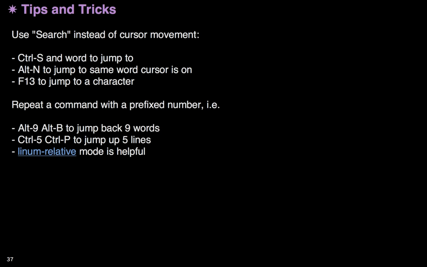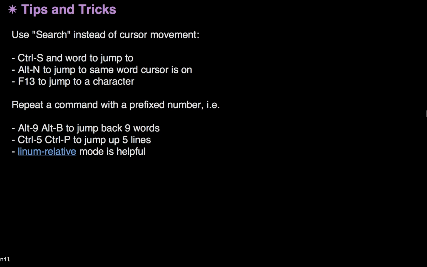A couple of final tips and tricks. Don't use the arrow keys a lot. Instead, just search for the word you want. Control-S, and then you just start typing the word that you want, and it jumps right to it. If there's more than one, you just hit Control-S a second time and you jump to the second occurrence. It's quite quick and easy. Get used to that.